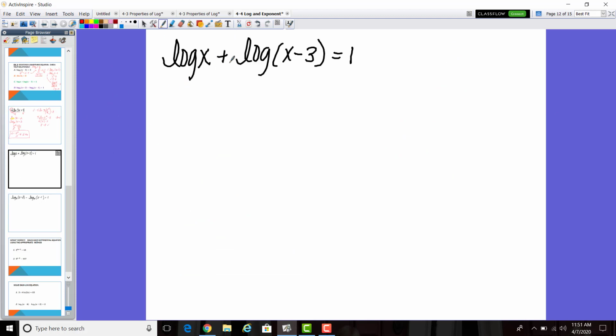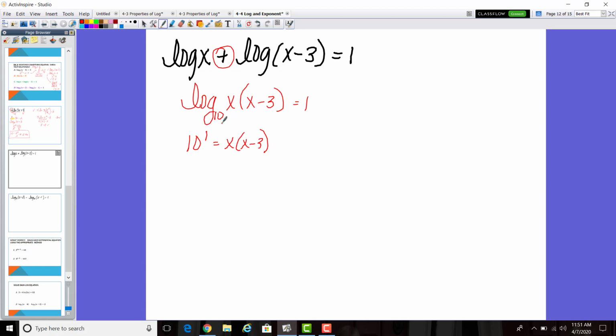Next one here has an addition problem. We've got 2 log base 10s, common logs. Since they're connected by an addition sign, we know that we can condense them into a product. Common log of x times x minus 3. Remember, common log means we're dealing with a base 10. Okay, so I have 10 to the first power equals the product x times x minus 3.